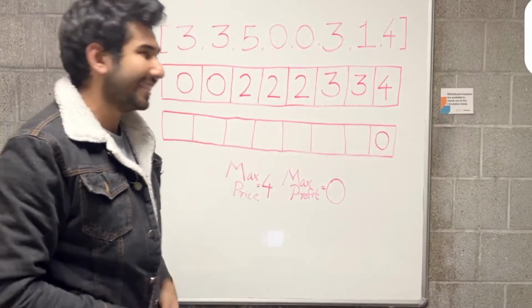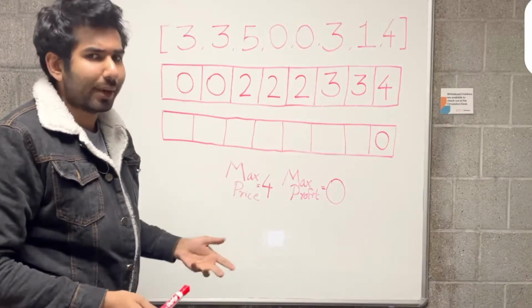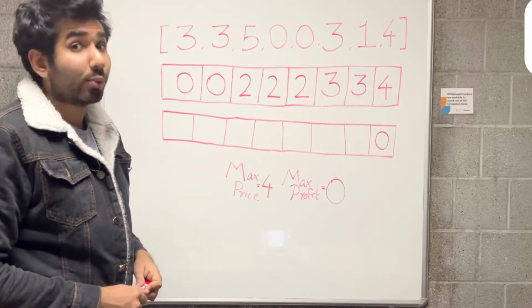Now we move to our next index where the value is 1. As 1 is lesser than the max price, it does not need to get updated. What about profit?